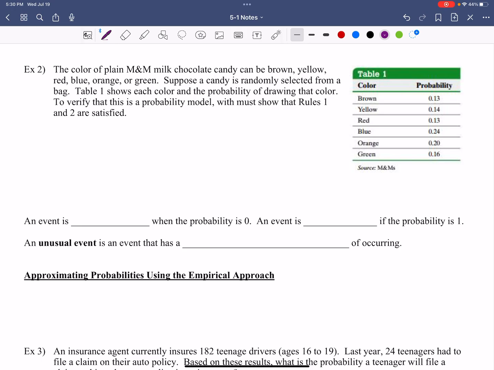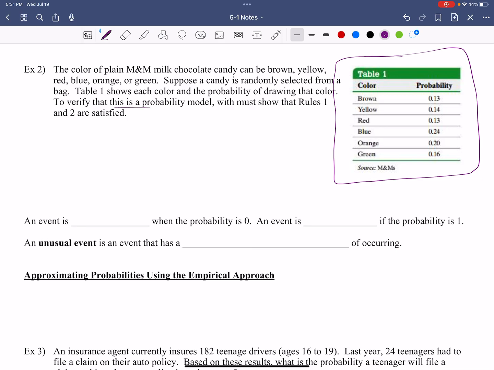Here it is. The color of plain M&M milk chocolate candy can be brown, yellow, red, blue, orange, or green. So suppose a candy is randomly selected from a bag and table 1 shows each color and the probability of drawing that color. That's what we're looking at right here. To verify that this is a probability model, you must show that rules 1 and 2 are satisfied.